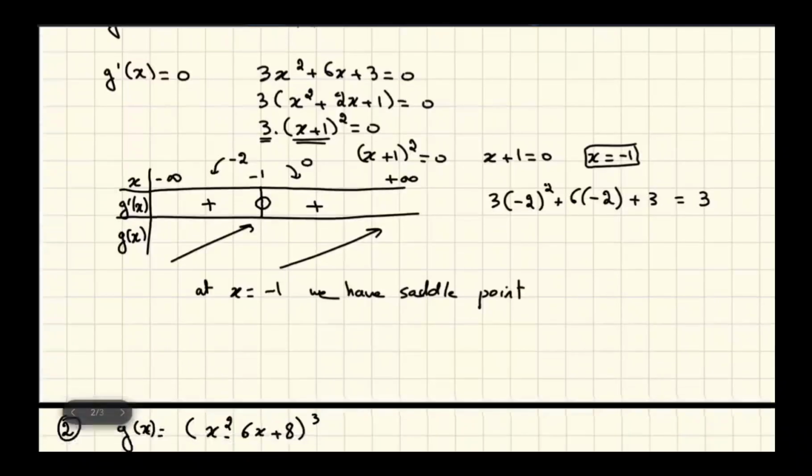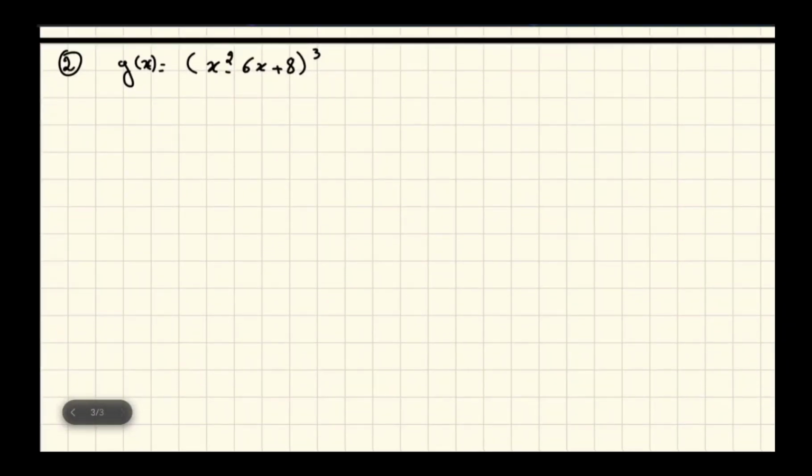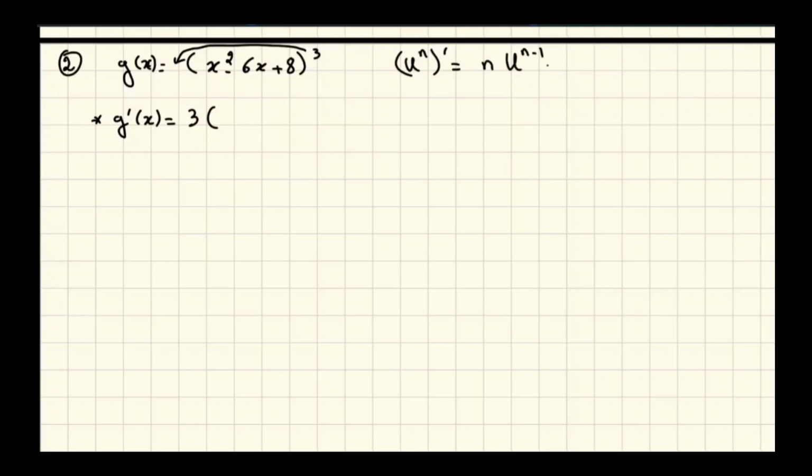Now, let's check another example. If this is g of x given to you and the question is to find if we have a local maximum, local minimum, or a saddle point, again we need to do the same steps. So g prime of x, using the chain rule, the 3 goes down. So we're applying this rule. If you don't remember, the derivative of u to the power n is n u to the power n minus 1, and we have to multiply by u prime. So it's x squared minus 6x plus 8 exponent 2, but we have to multiply by the derivative of what is inside, which is 2x minus 6.